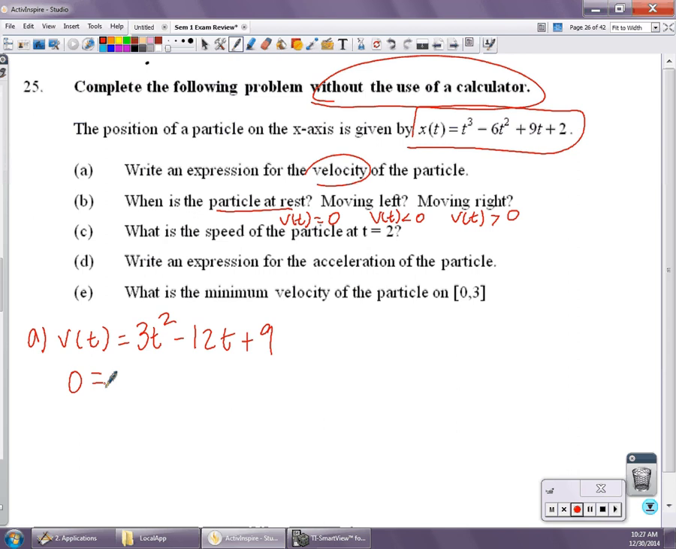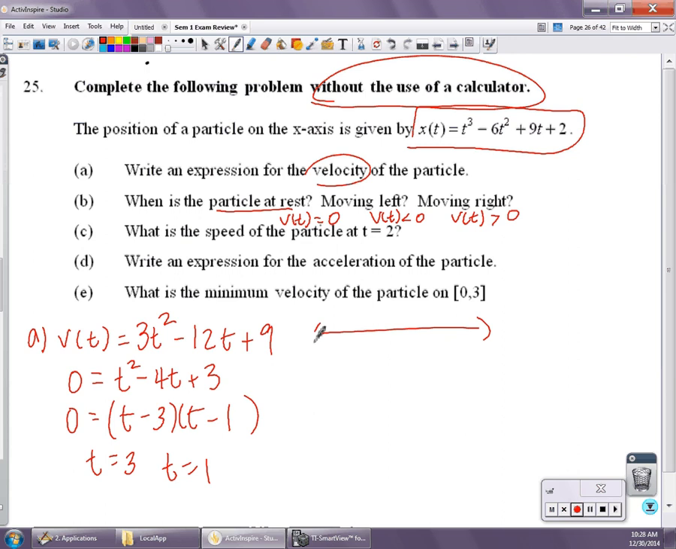Now I'm going to divide both sides by 3 to make my numbers smaller, so that'll give me t squared minus 4t plus 3. I'm going to factor. Please do not try to subtract 3 from both sides. I get a 3 and a 1 and a minus and a minus. t is equal to 3. t is equal to 1.